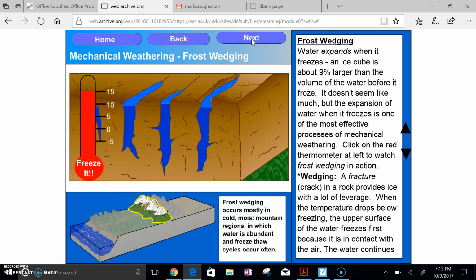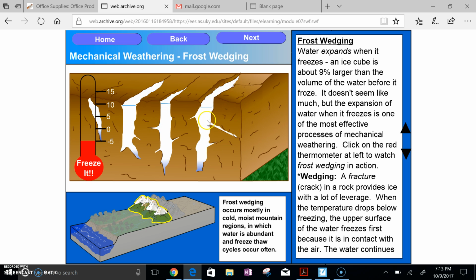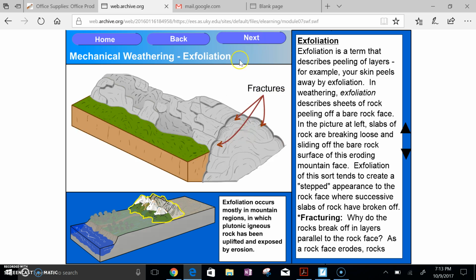Okay, so just playing with these, we have frost wedging, which is mechanical. As the water freezes, it expands and breaks apart the rock and actually pushes the rock off. Okay, we have exfoliation, which is when layers of the rock peel off of the rock face.